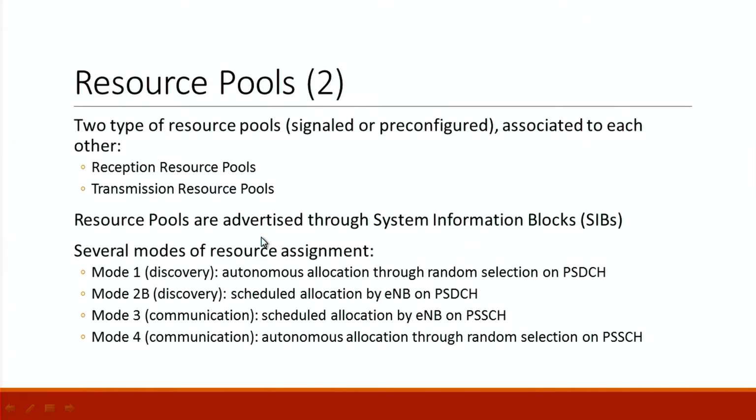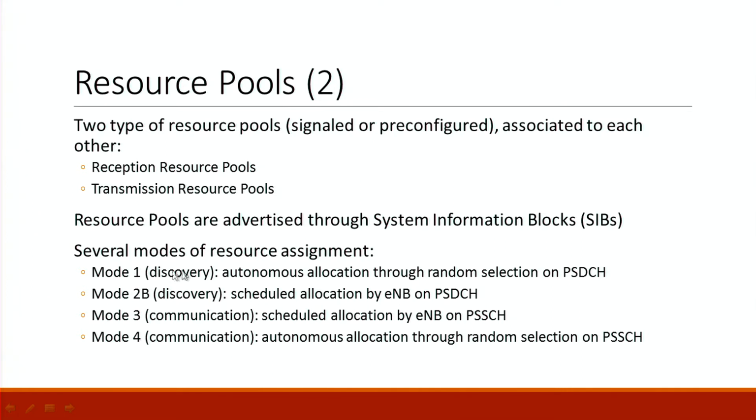The standard has introduced three new system information blocks, number 18, number 19, and number 21, where this sidelink information is stored. So in these system information blocks, once you connect to the eNode B, you get to know which resource pools are used for discovery, and which resource pools are used for communication. And the resource assignment happens in four possible ways. They are called Mode 1, Mode 2B, Mode 3, and Mode 4.